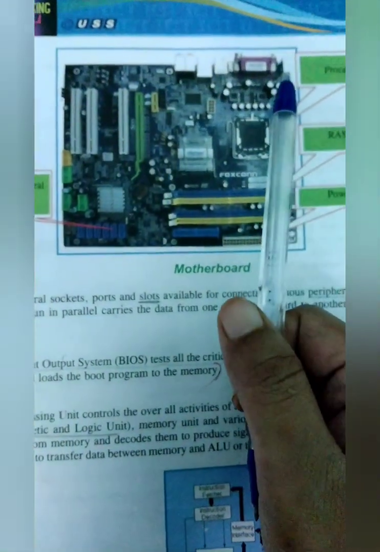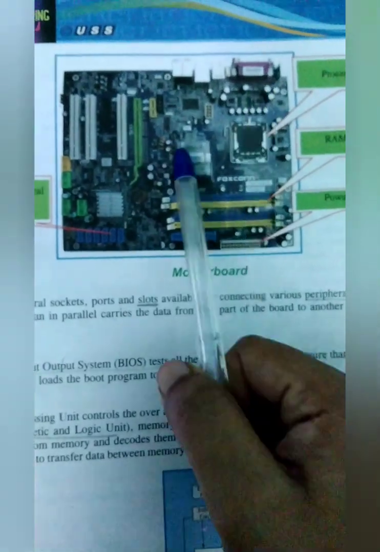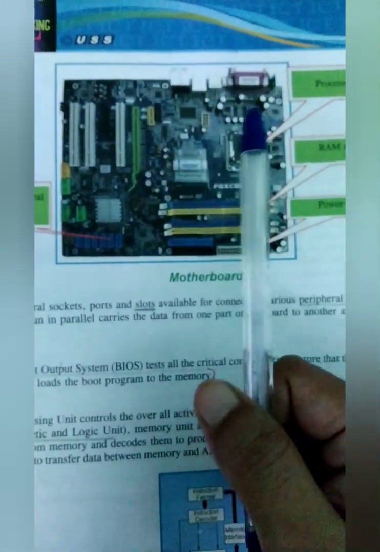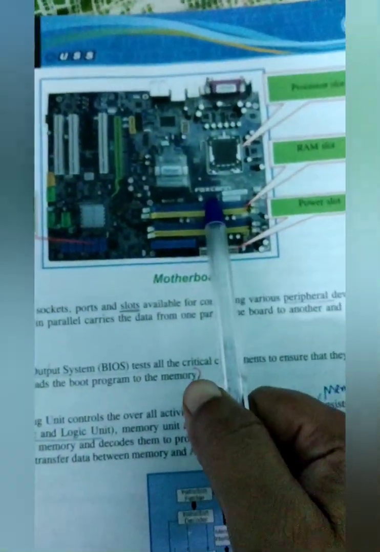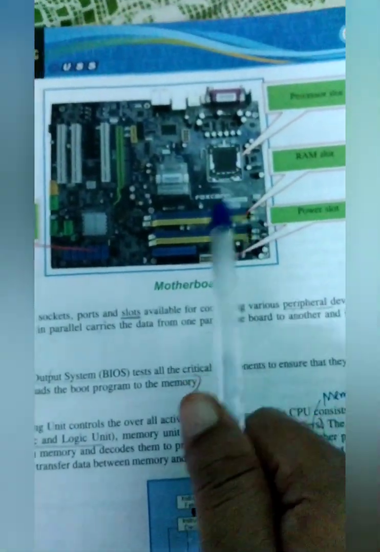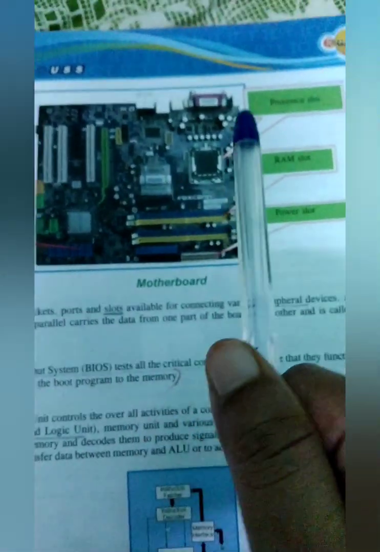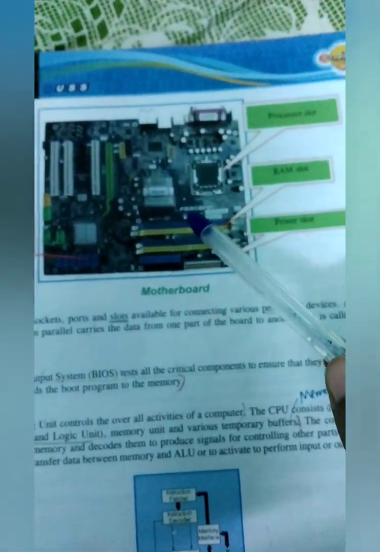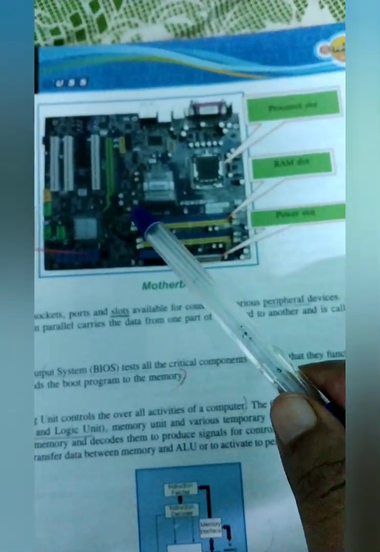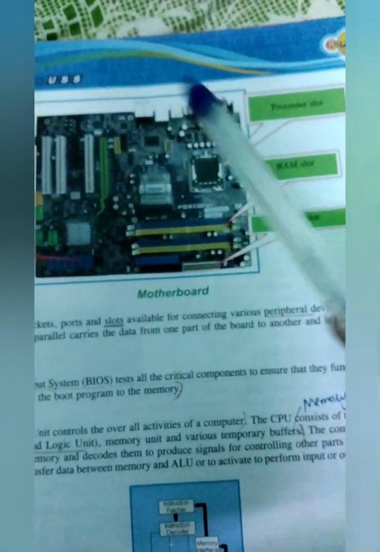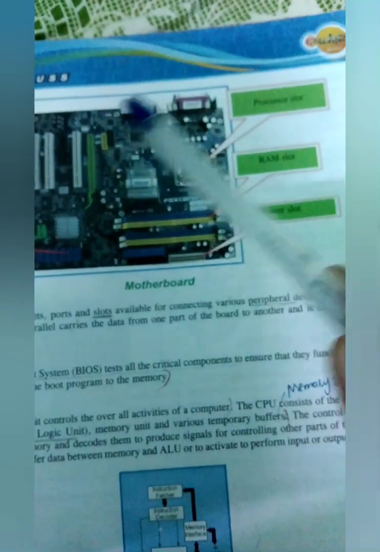And most of the chips in the motherboard are soldered, and some of the chips can be replaced. It also has several sockets, ports and slots, and these things are necessary for connecting the various peripheral devices to the motherboard. And a collection of wires that run in parallel will carry the data from one part of the board to another.